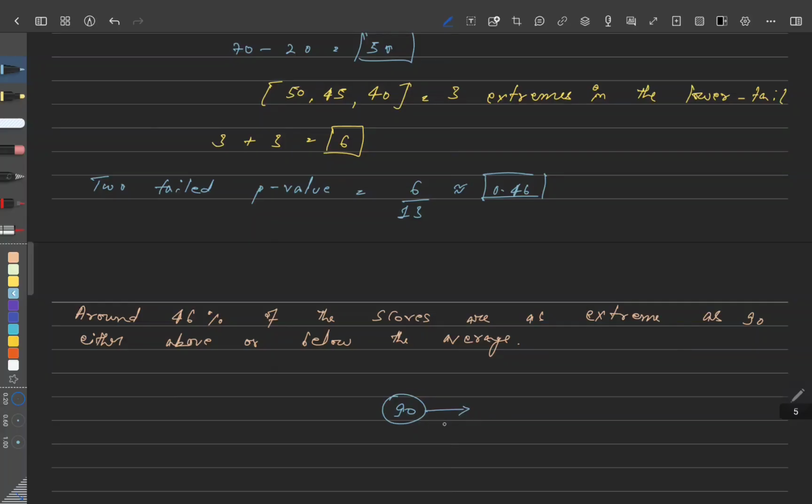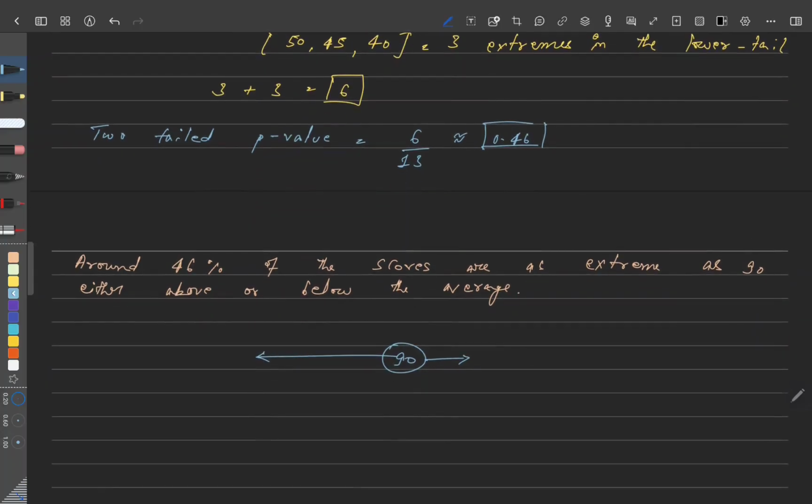how many scores are greater than or equal to 90. Lower tailed value is this: how many scores are less than or equal to 90. Okay, from an extremeness or rareness or unusualness perspective. And if we talk about the two-tailed value, this is our average score, which is 70. So when we talk about two-tailed value, we are trying to find out how many scores are as extreme as 90, either above or below the average.